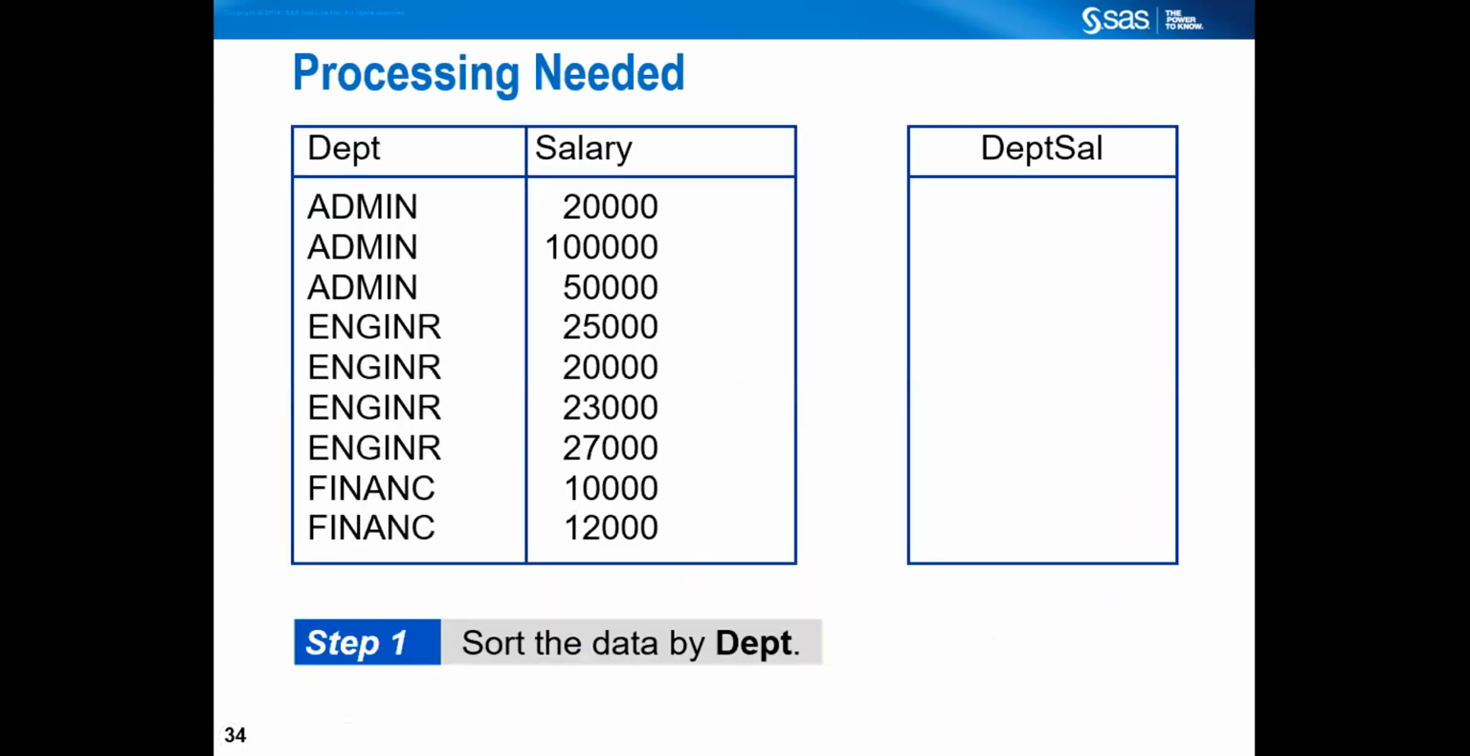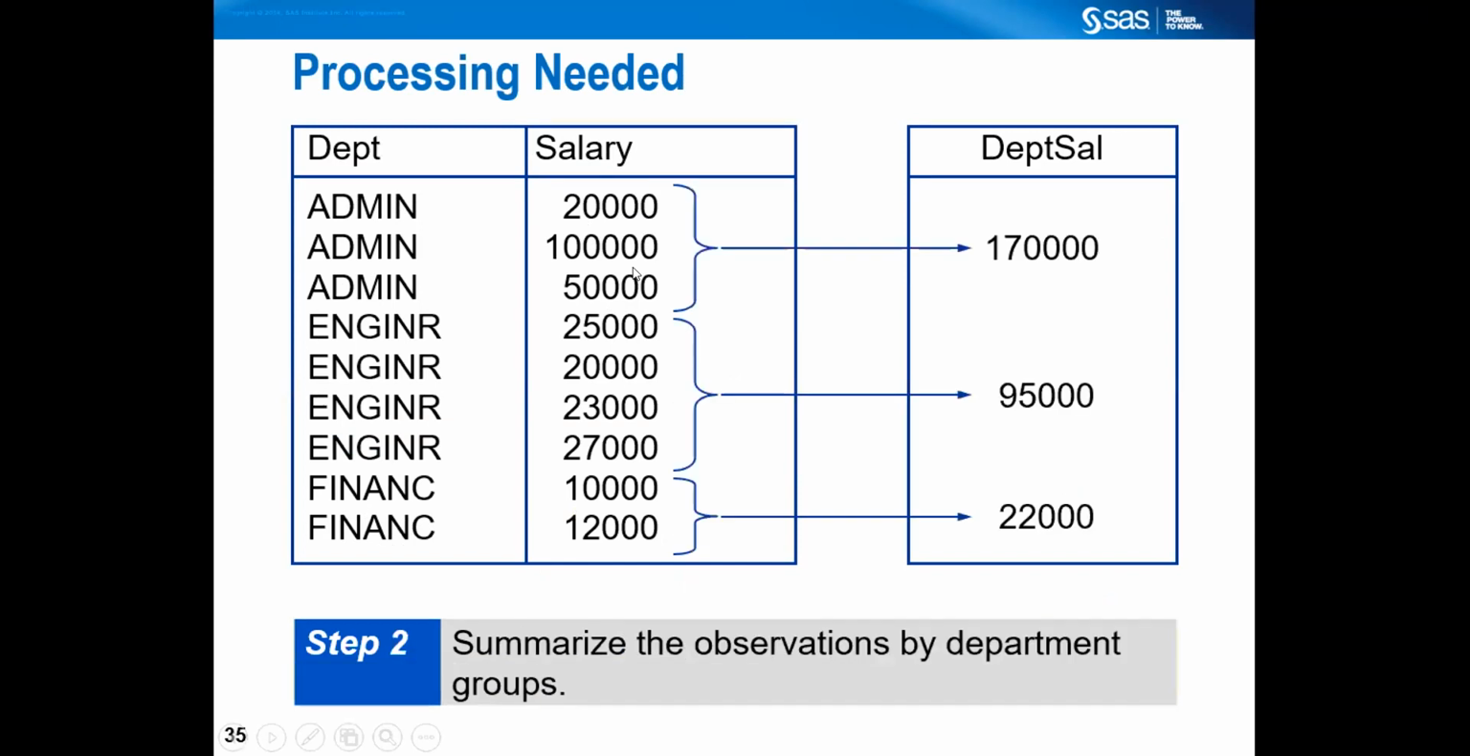So how to achieve this? First and foremost, you need to sort your data by department, which you have already got now. Now within this department, you want this total salary. So this is what is expected. Correct? So within admin, this is the total at the end. So you want admin and its total, engineering and its total, finance and its total. So summarize the observations by department groups.